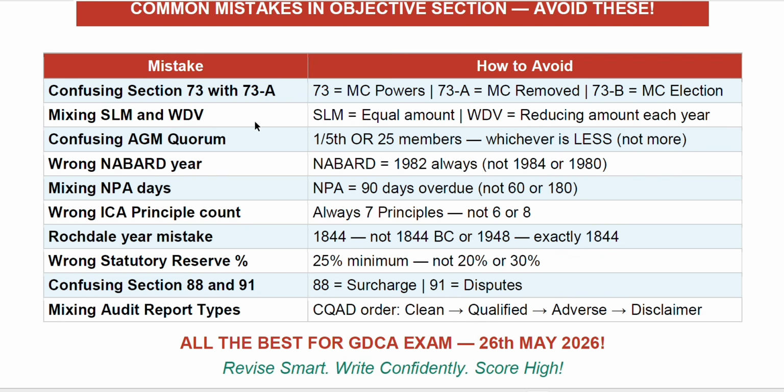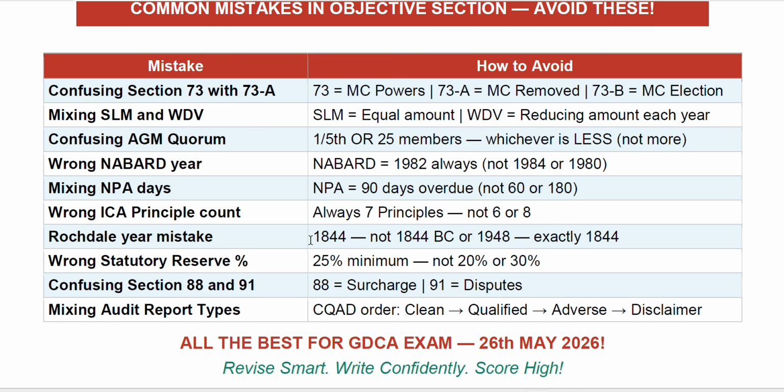Mixing up SLM and WDV: SLM is equal amount, WDV is reducing amount each year. Confusion with AGM quorum: 1/5 or 25, whichever is less, not more. Wrong NABARD year: NABARD is 1982 always, not 1984 or 1980. Mixing NPA days: NPA is 90 days overdue, not 60 or 180. Wrong ICA principles count: always 7 principles, not 6 or 8.